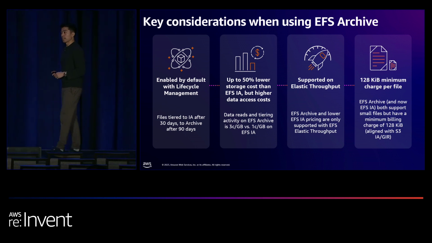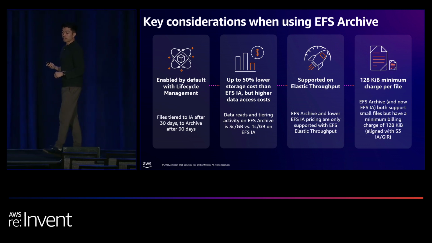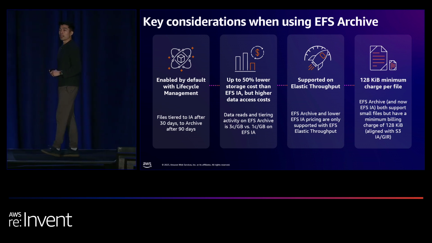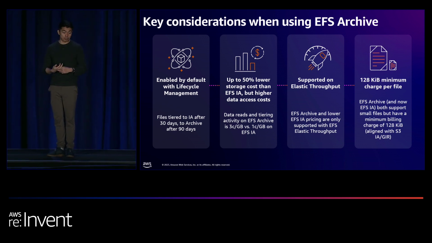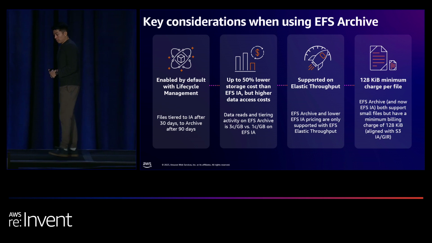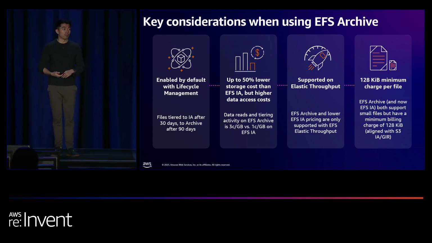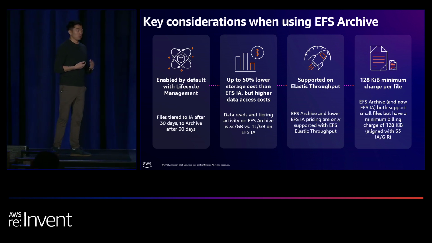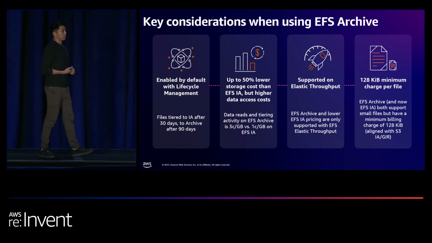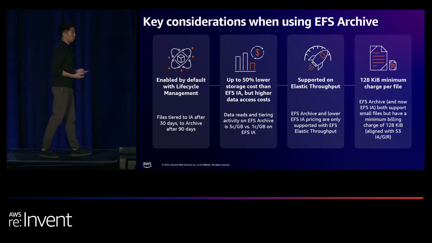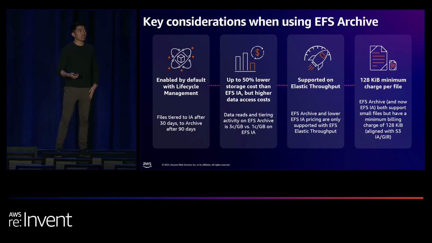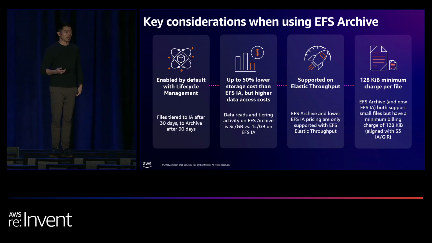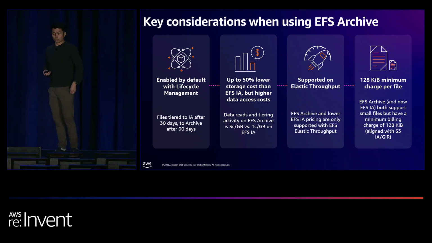The third thing is that we support the new lower IA price and the EFS Archive storage class only on EFS file systems using elastic throughput. So elastic throughput is the fully elastic performance experience that we're hearing resoundingly from customers, that it's the simple experience they want from their file systems. So we're really looking for ways to optimize costs for customers that are using this experience. So we're only supporting these lower storage prices on elastic throughput file systems.